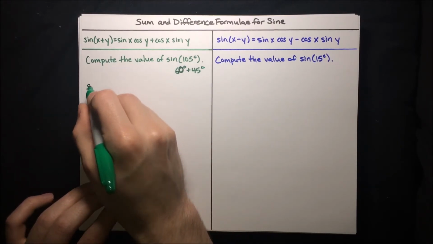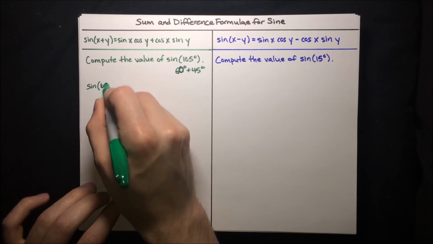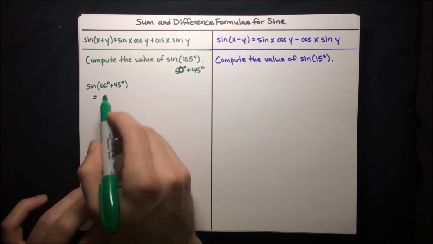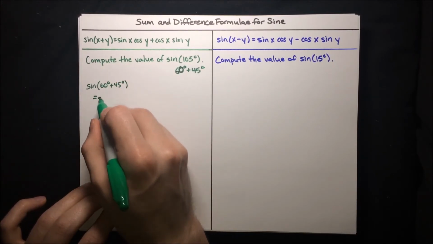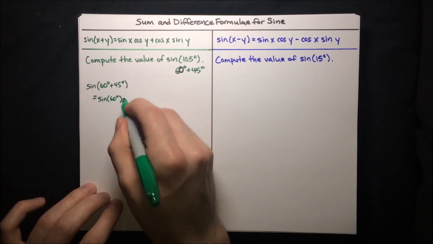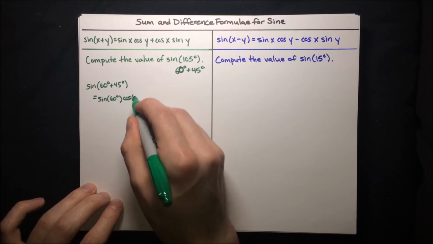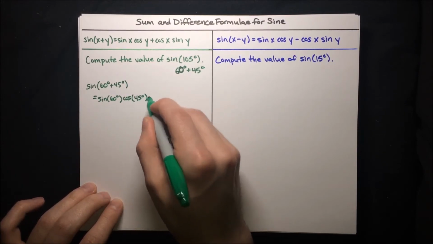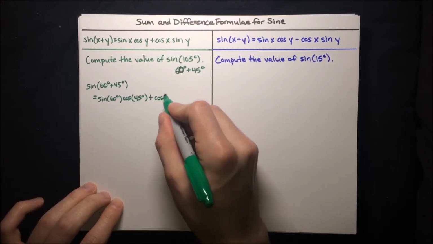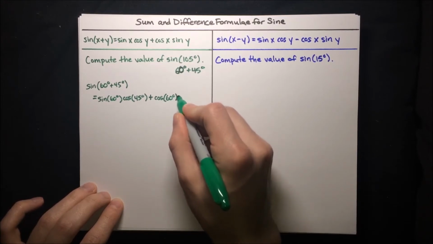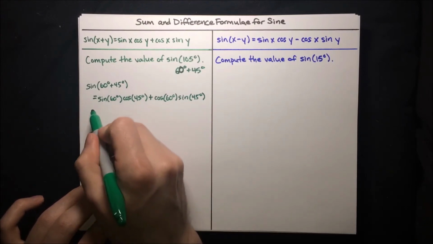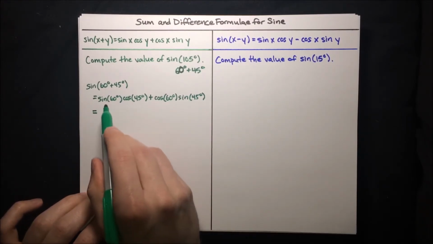So let's go ahead and write sine of 60 degrees plus 45 degrees, and then we'll express that using the sum formula. That's equal to sine of the first term, so sine of 60 degrees, times cosine of the second term, so cosine of 45 degrees, and then plus, now we just switch the sine and the cosine, so cosine of the first term, cosine of 60 degrees, times sine of 45 degrees, and we can just go ahead and compute this because we know what sine and cosine are for 45 and 60 degrees.